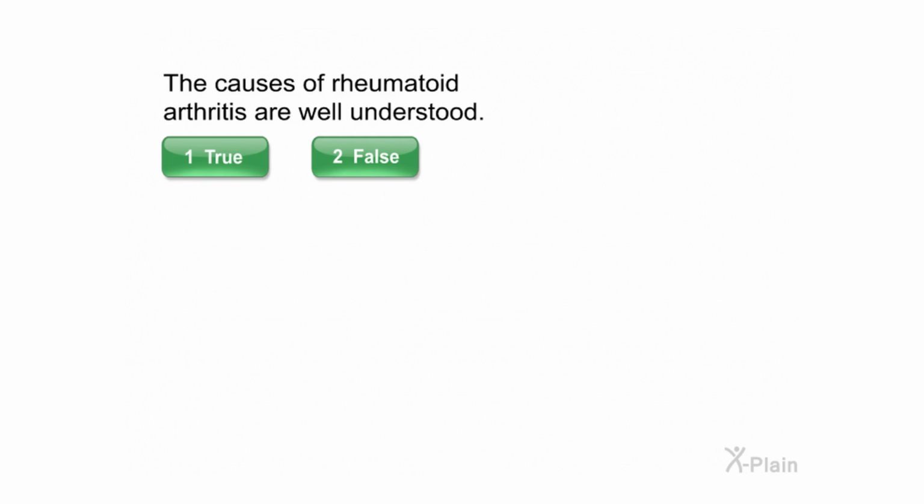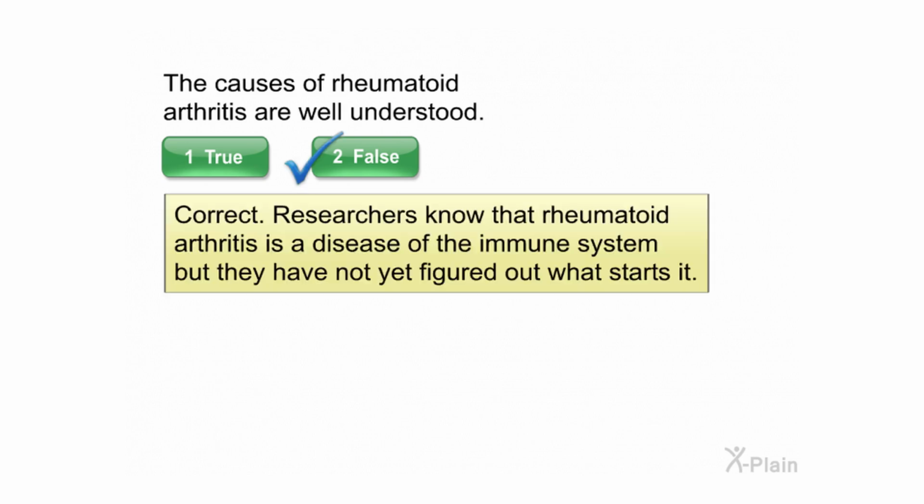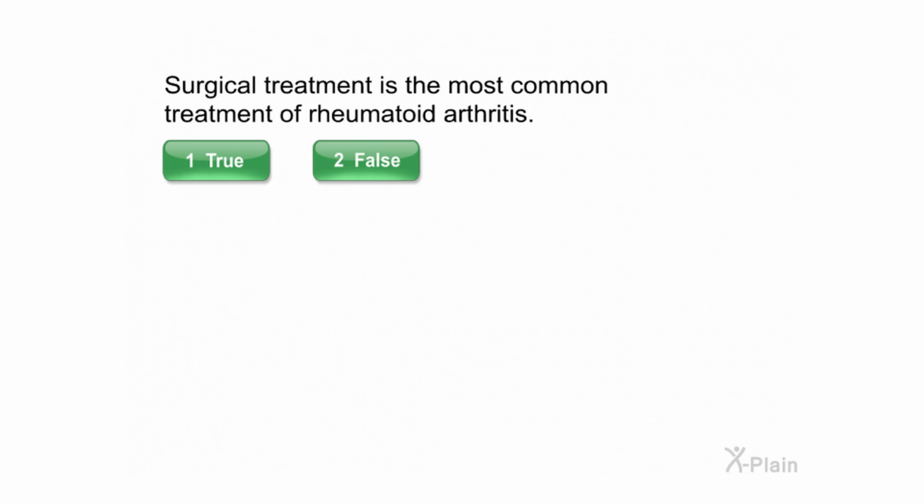Select true or false. Correct. Researchers know that rheumatoid arthritis is a disease of the immune system, but they have not yet figured out what starts it. Surgical treatment is the most common treatment of rheumatoid arthritis.